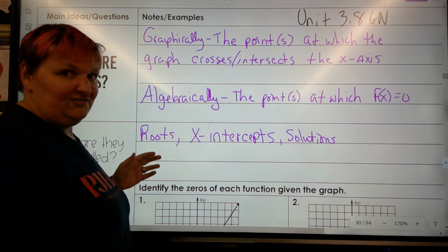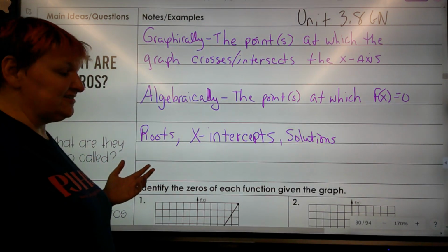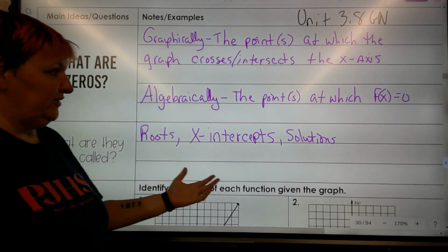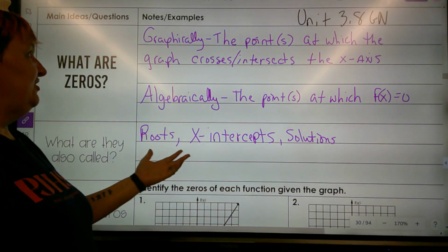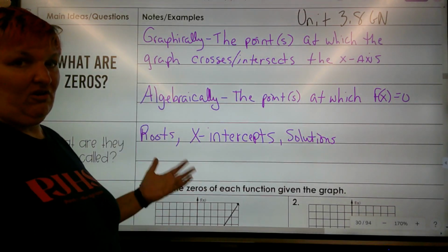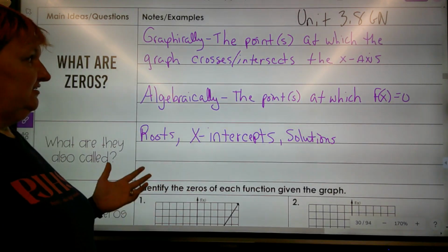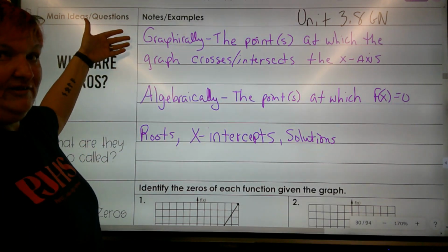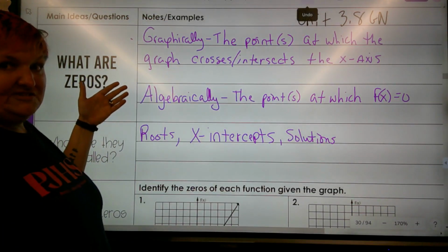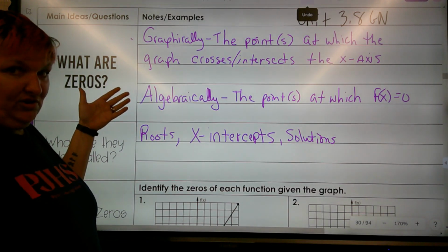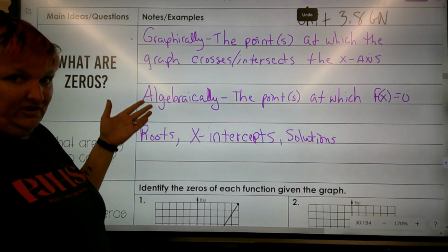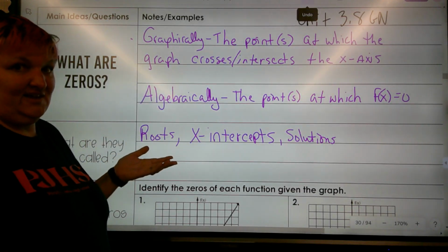So sometimes you just have to analyze the question and figure out what they're asking for. If they give you a graph and they ask for the roots, or the x-intercepts, or the zeros, they're asking for the places where it crosses the x-axis. To do this, you can either look at the graph and figure out where it crosses the x-axis, or you can ask yourself, if y is 0, what's x? Because if y is 0, it will tell you where it crosses the x-axis.